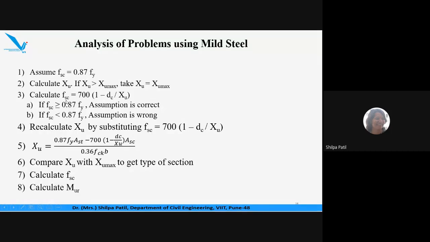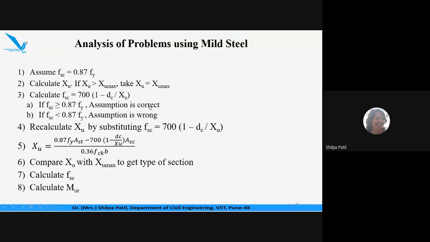We have to again calculate FSC by making use of this expression. Initially, we have assumed the value. Now we are calculating the actual value based on the XU. So let us calculate the FSC value by making use of this particular expression, 700 into bracket 1 minus DC upon XU. Now this expression will give some value of FSC. We have to compare that value with the 0.87 FY just to check whether our initial assumption is correct or wrong. So after calculating FSC value, we have to verify it with 0.87 FY. If it is equal to or greater than 0.87 FY, our assumption is correct.